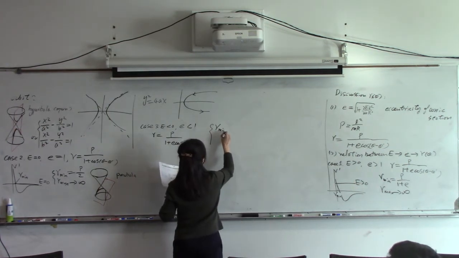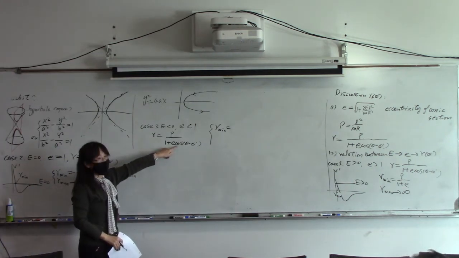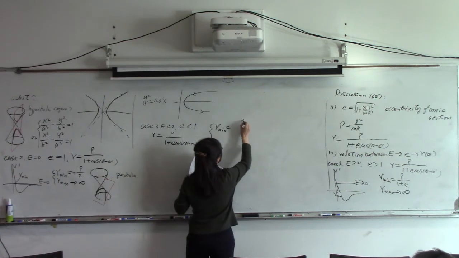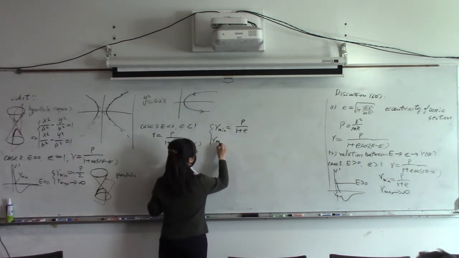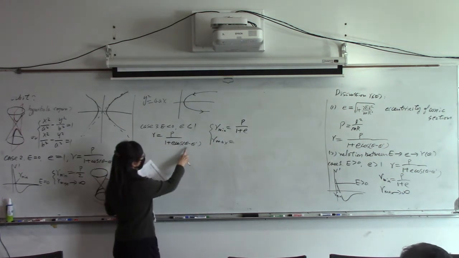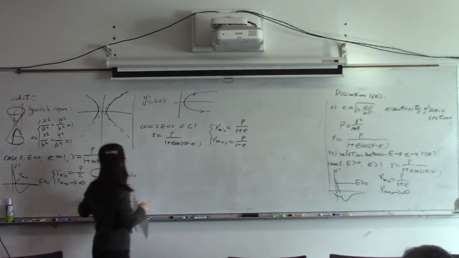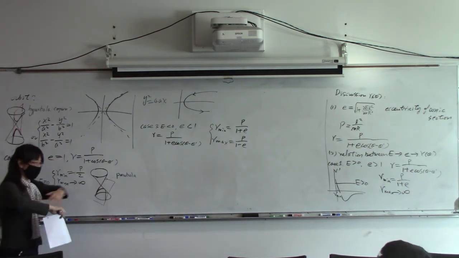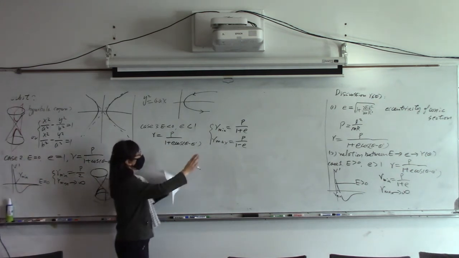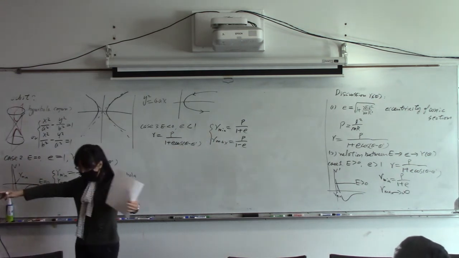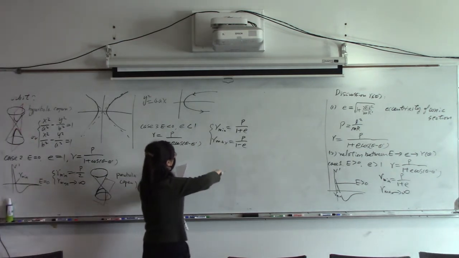R minimum is when this cosine equals 1, so that is p over 1 plus e. R maximum is p over 1 minus e. You see here, in these two cases, R maximum goes to infinity. That means this orbit is open. Here we have a limit, because maximum and minimum have finite values, so the orbit is obviously closed.